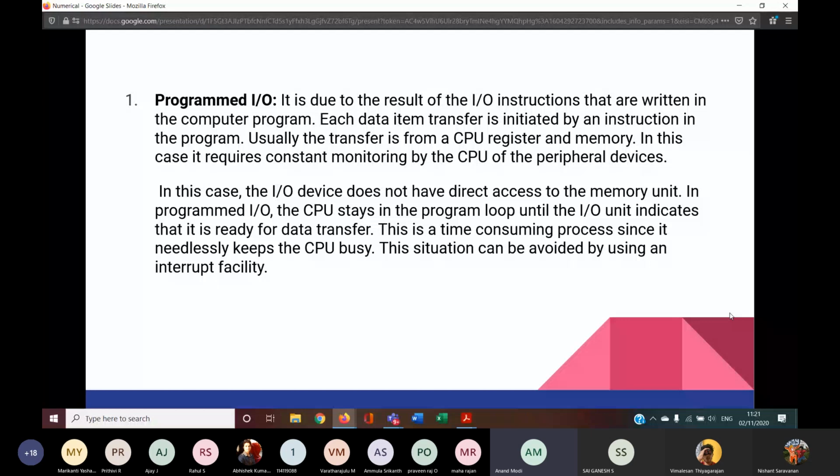In programmed input output, the CPU stays in the program loop, like it's always on, and checks whether the input output unit is ready for data transfer. As you can possibly imagine, this is time consuming, as the CPU is constantly running, and this can be avoided to a good extent by interrupt initiated input output. Next slide.